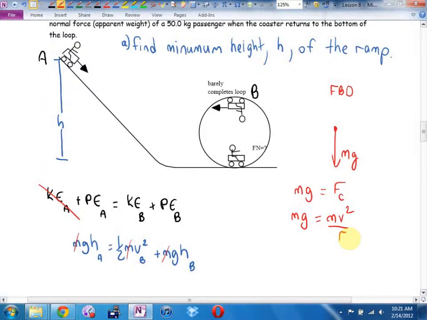Hey, once again, woohoo! And I get an expression for V. I was going to say V is the square root of Gr, but I don't actually want a V over here. What do I really want over here? A V squared. Oh, heck, why don't I just do this? And it turns out, at the top, that's an expression for V.